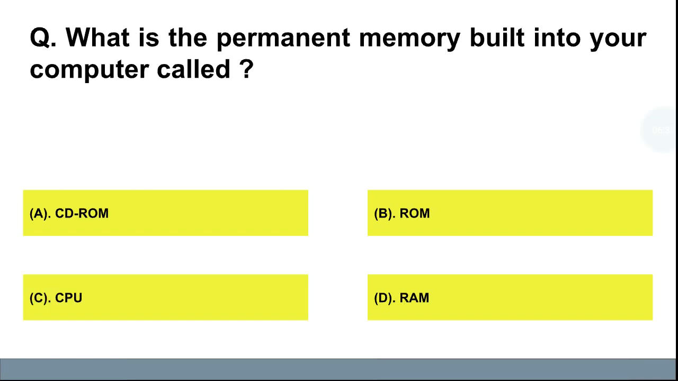Next question: what is the permanent memory built into your computer called? Option A, CD-ROM, option B, ROM, option C, CPU, option D, RAM. And the correct answer is option B, that is ROM.